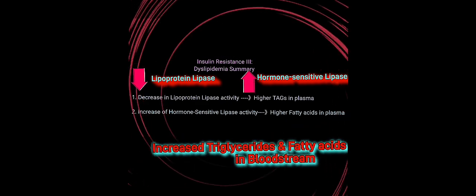If we boil it down, what are the key insights from this video? The key takeaways are that lower lipoprotein lipase activity leads to higher triglycerides, and higher hormone-sensitive lipase activity leads to higher free fatty acids. Understanding these two enzymes unlocks the connection between insulin resistance and these worrying blood fat numbers.